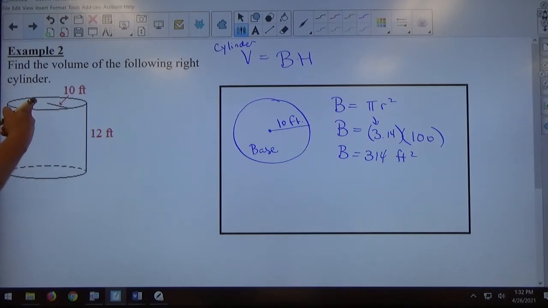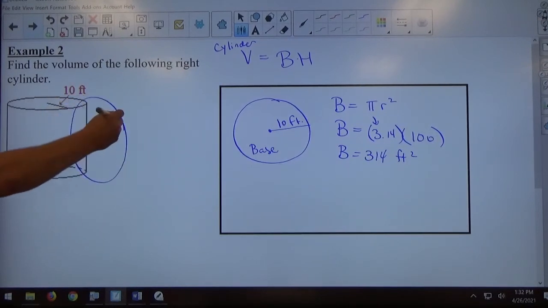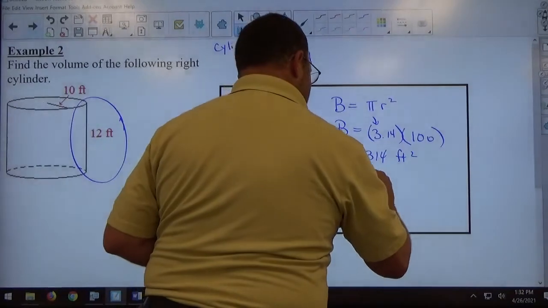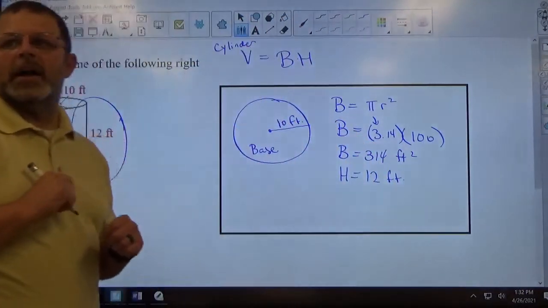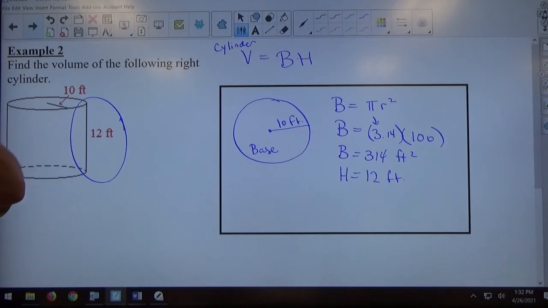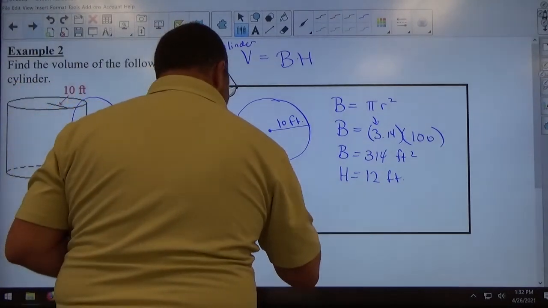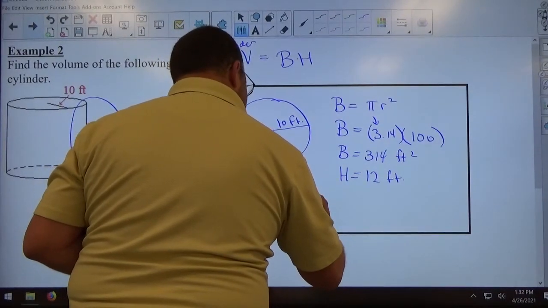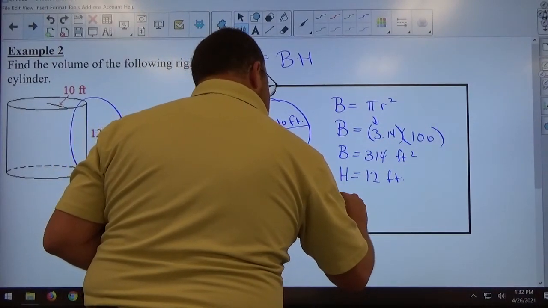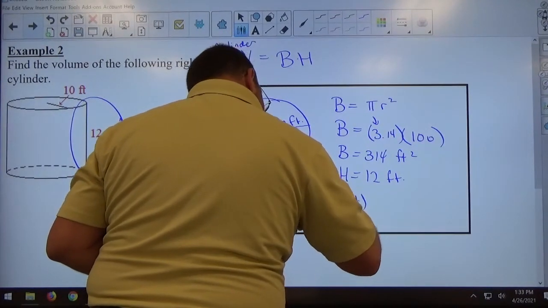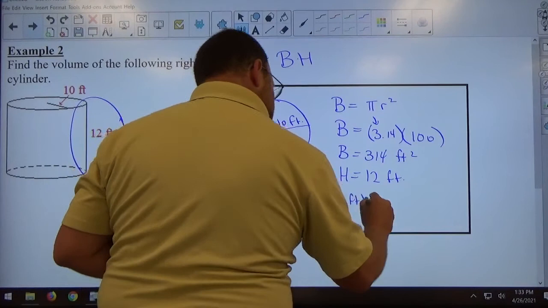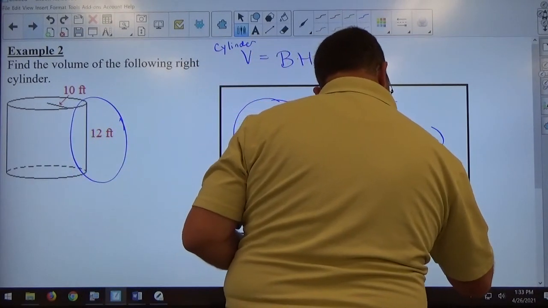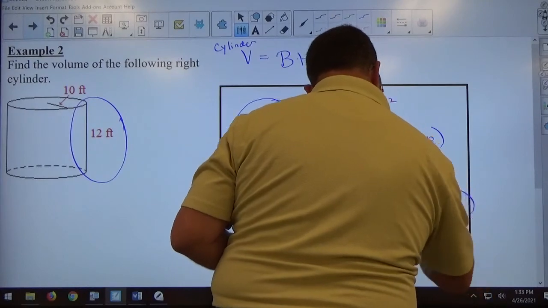This is the circular base. This is its identical twin. The distance between the two identical twin bases is 12 feet, so height is 12 feet. That's how you find height every time. If a cylinder sits on its side, the height's going to be sideways. If it's up and down, it's going to be up and down. How far apart are the circles, that's all the height is. And the volume is simply the area of the base, 314 square feet, times the height, 12 feet, which is 3,768 cubic feet.